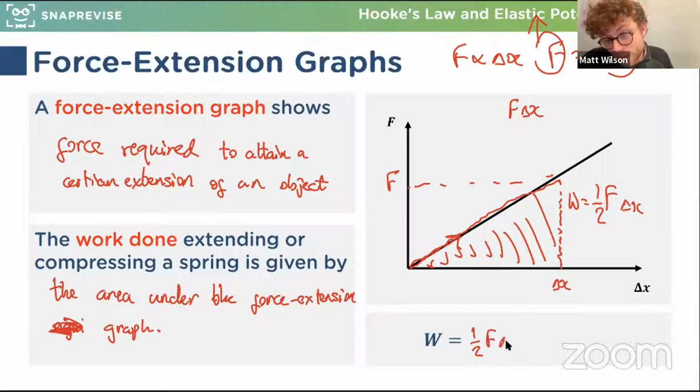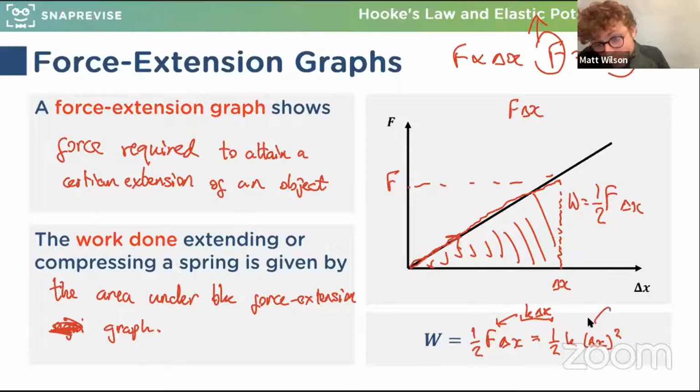So that's worth remembering. The energy due to extension of a spring is a half times the force you finish up at times the extension you finish up at. Now remember, since F is actually equal to K delta X itself, we can substitute that in and we'll get a half K delta X squared. So that's another formula that looks a bit more like the formula for kinetic energy, but instead of having velocity here, we have extension. So half K delta X squared. Okay, good.